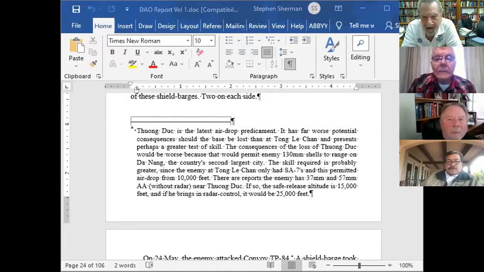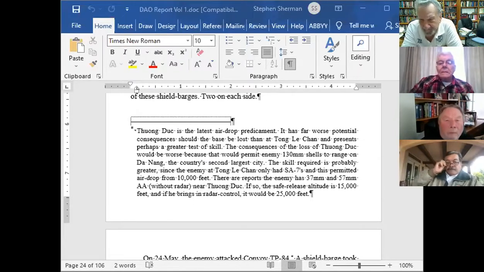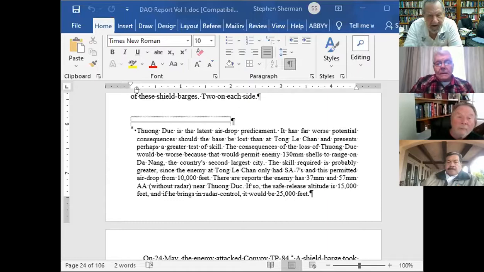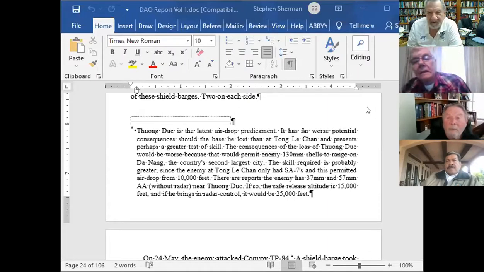But what they point out, which I didn't realize until I saw this in writing, is that the location of Thang Duc was such that they'd be able to shell Da Nang with 130 millimeter rockets from Thang Duc. I hadn't thought about that before. So anyway, that little piece of information is there for you.